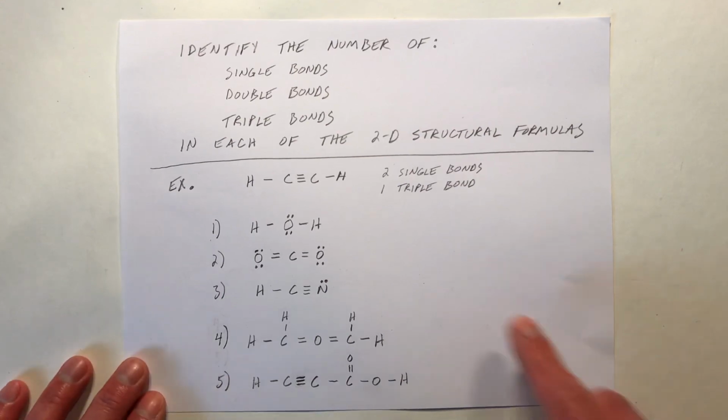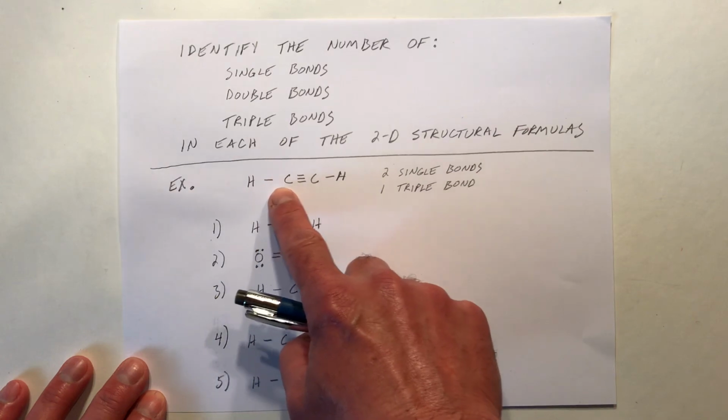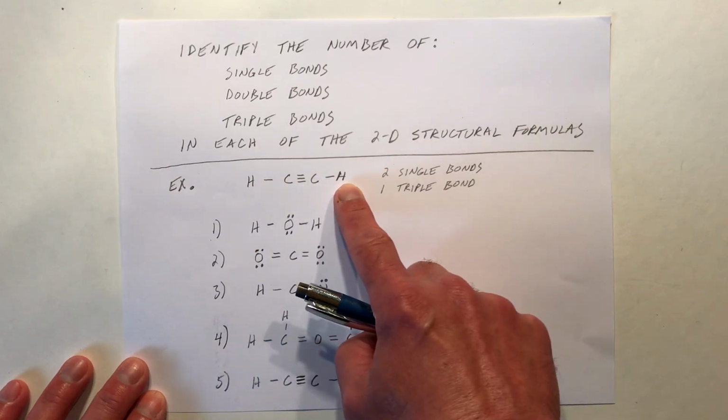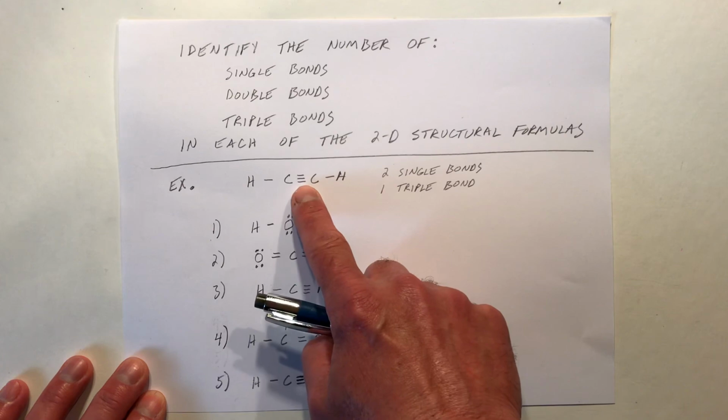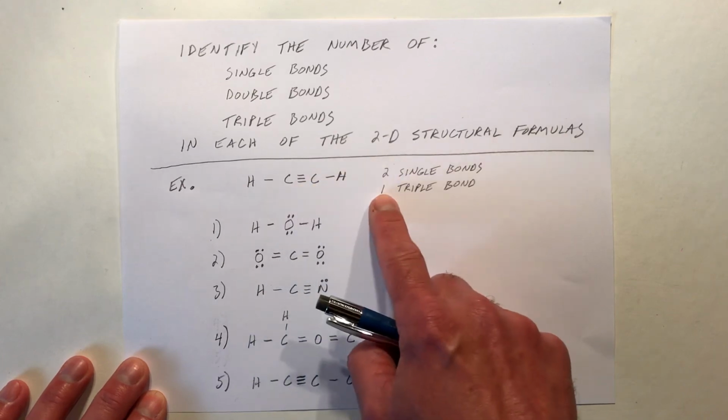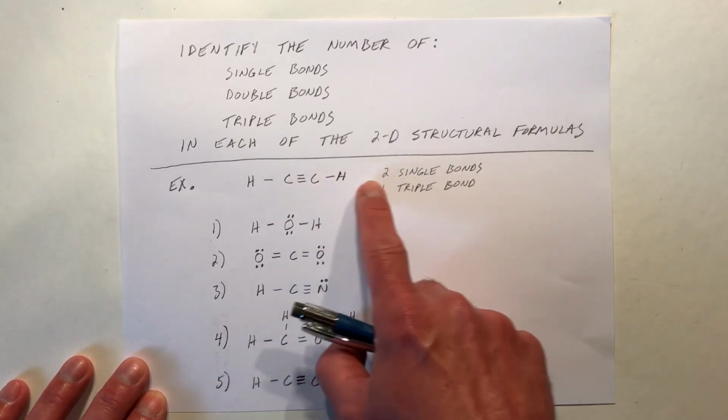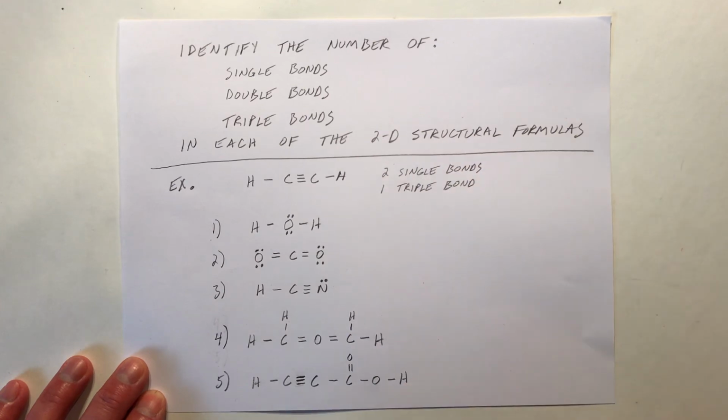And here's an example with this molecule, and we just went through it. We can see there's 1 triple bond and 1, 2 single bonds. Good luck.